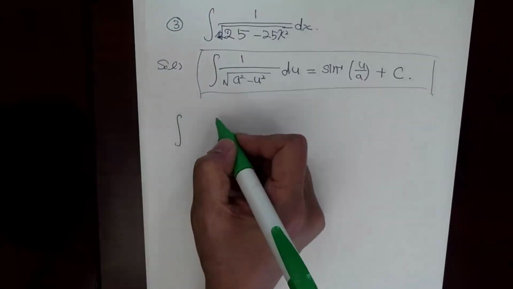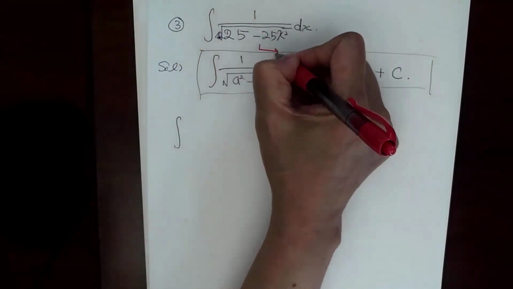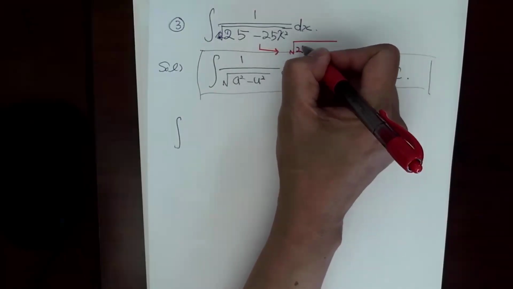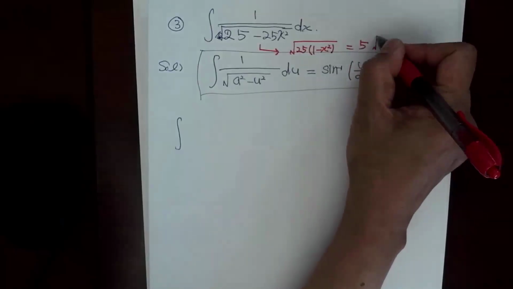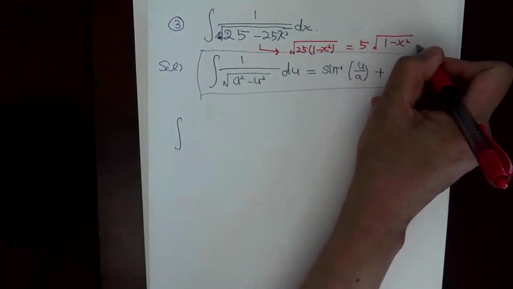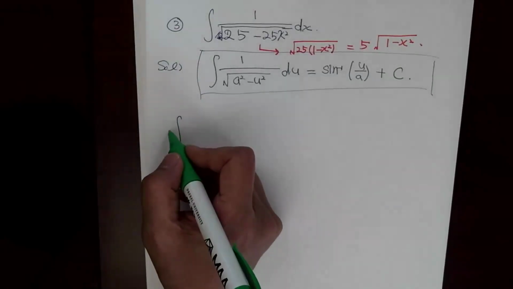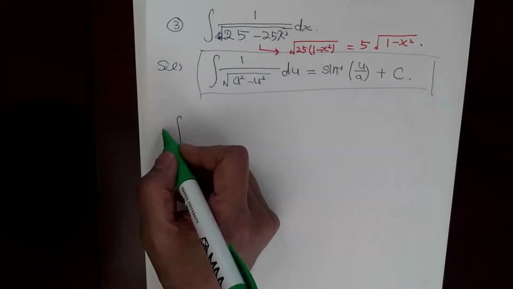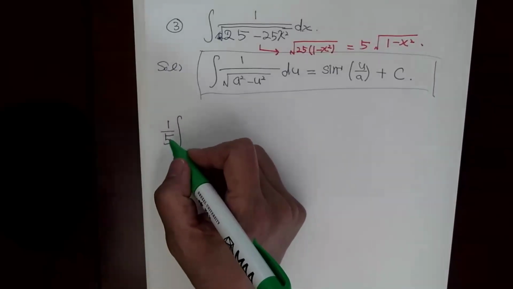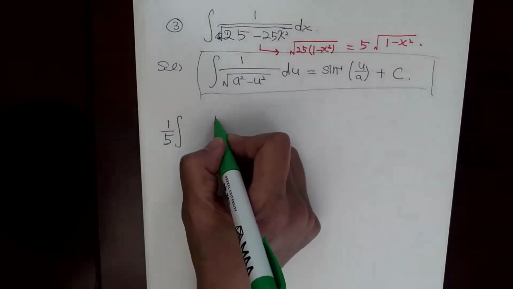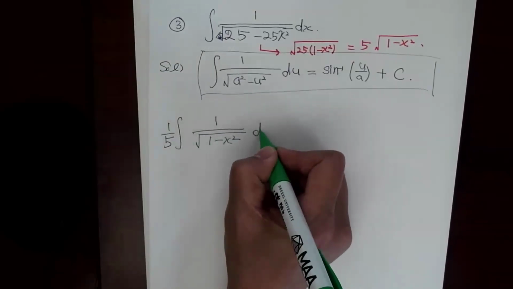So we have integration. What is this? This one is square root of 25 open parenthesis 1 minus x squared. So that's 5 square root of 1 minus x squared. So in the denominator, we have 5. So we will write it as 1 over 5, and then 1 over square root of 1 minus x squared dx.